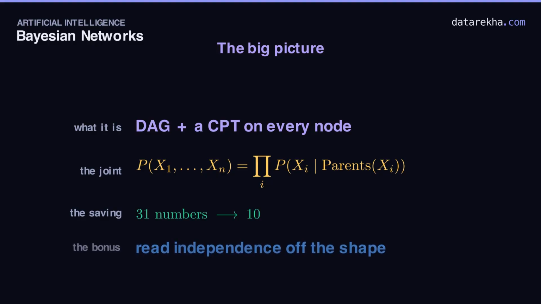As a bonus, the graph reveals independence, chains and forks that open when you condition, colliders that surprise you by coupling. Draw the arrows, fill the tables, multiply, and the impossible becomes 10 small numbers.